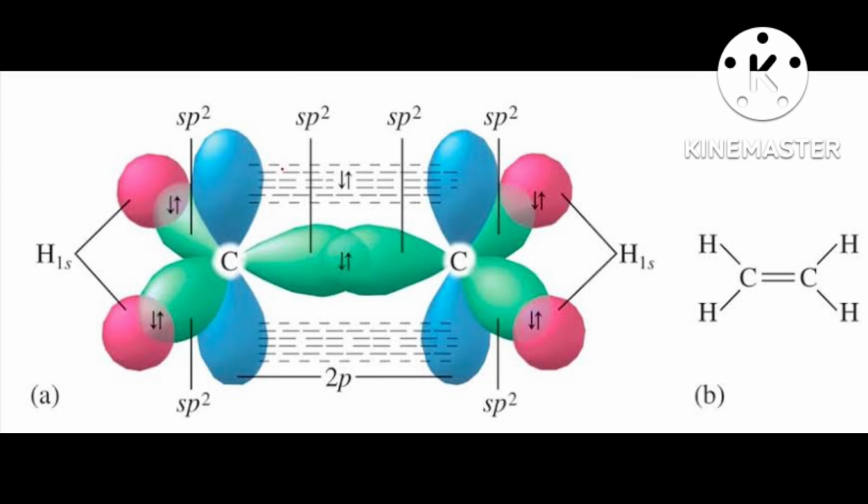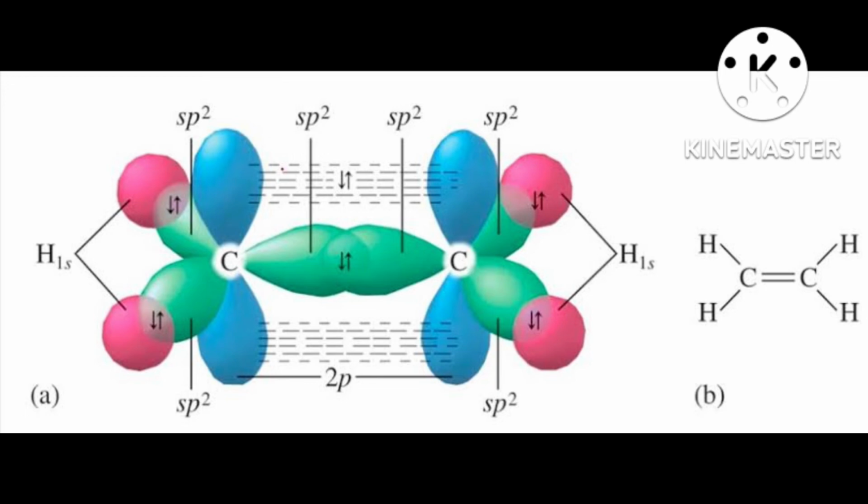Today I will give you the idea of two things: the orbital overlap concept and the directional properties of bonds. Now I am going to discuss the orbital overlap concept.